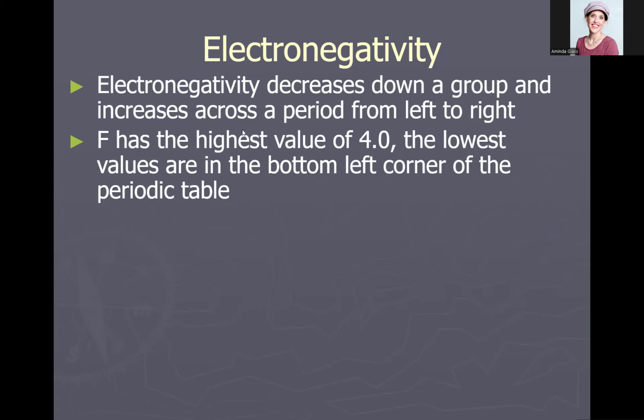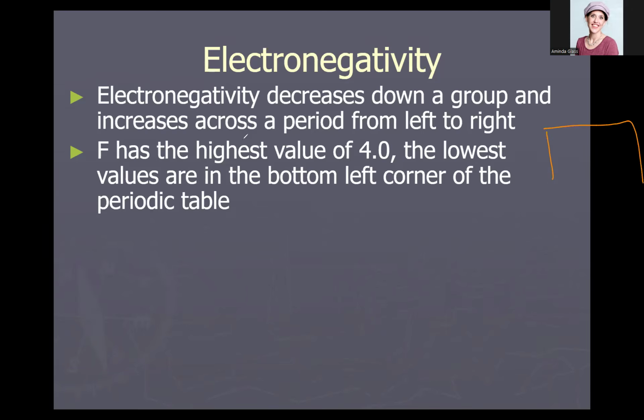So if we look at the periodic table, we talked about how fluorine was the most electronegative atom, and francium was the least electronegative atom. So the nonmetals are more electronegative than your metals.